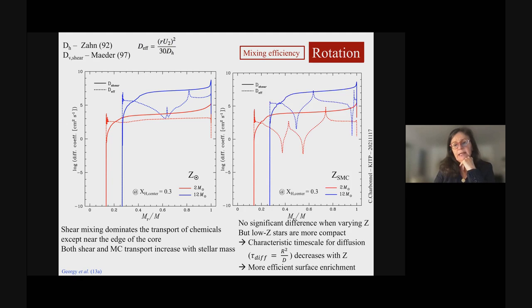Now we can wonder what happens in the case of different metallicity. You see that for the different coefficients, the values don't change very much. Here you can see the different loops of meridional circulation. There are no significant differences for the different metallicity, but there is still an effect, which is that the low metallicity stars are more compact. So the characteristic timescale for the diffusion, which is given by this expression, decreases with metallicity, and that leads to more efficient surface enrichment, abundance variation at the surface, in the low metallicity stars than in the more metal-rich stars.